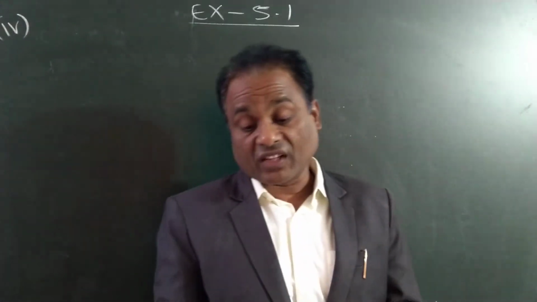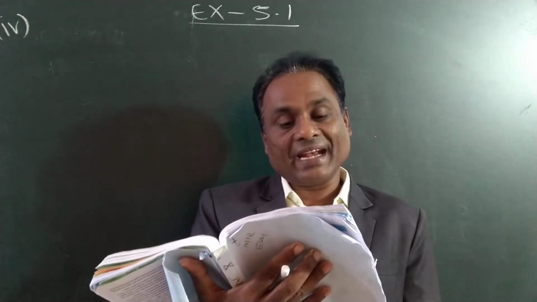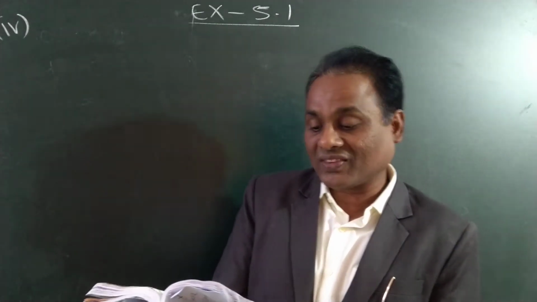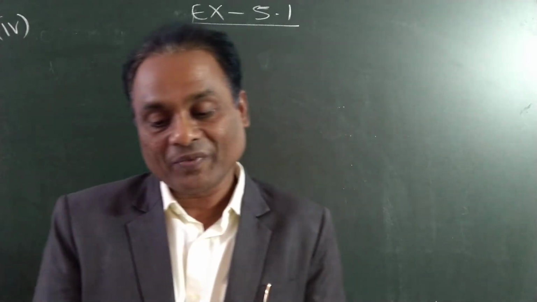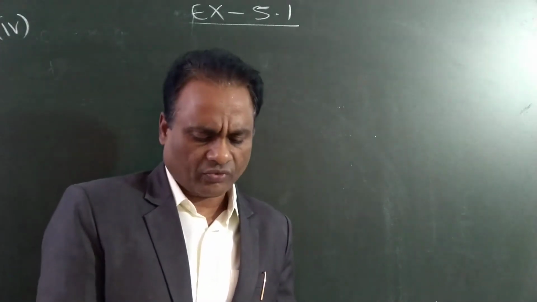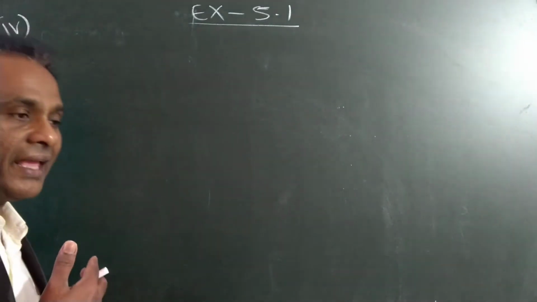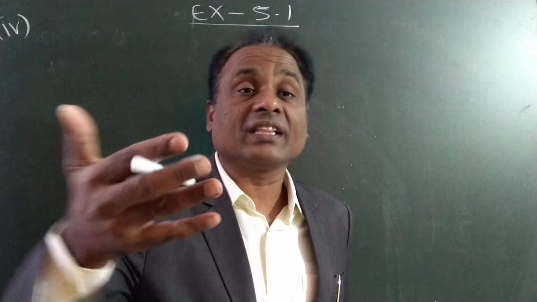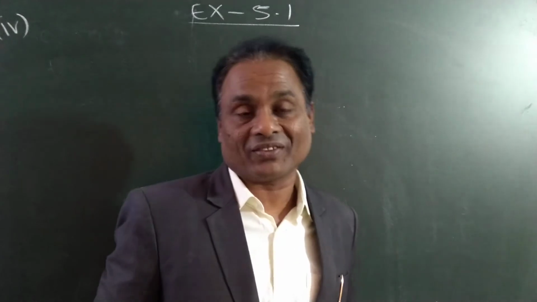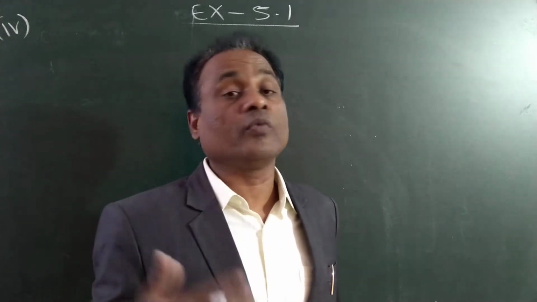A train travels a distance of 480 kilometers at a uniform speed. If the speed had been 8 kilometers per hour less, then it would have taken 3 hours more to cover the same distance. We need to find the speed of the train. We have to form the equation. See here, the speed of the train. At what speed the train is moving is not given. The train has to travel 480 kilometers, that is given.